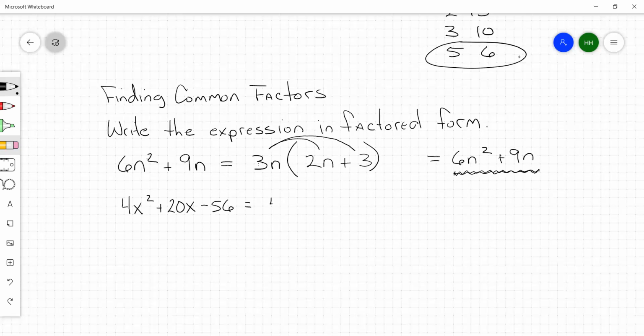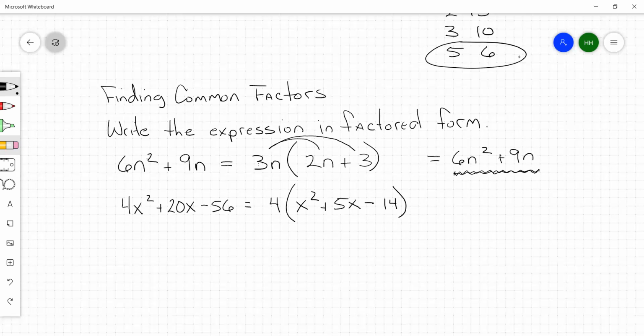So if we take a 4 out of this trinomial, inside the parentheses we get x squared, a plus 5x, and a minus, I don't know what, 56 divided by 4. It's 14. Now the next step to finish this up would be to factor the x squared plus 5x minus 14.